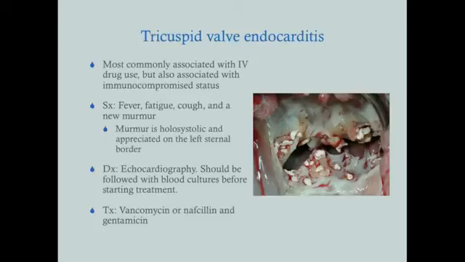Once you get your blood cultures back, you know the causative agent, then you can monkey around with your antibiotics. Usually you'll have your friendly infectious disease specialist who will tell you exactly what to use and make your life a lot easier.